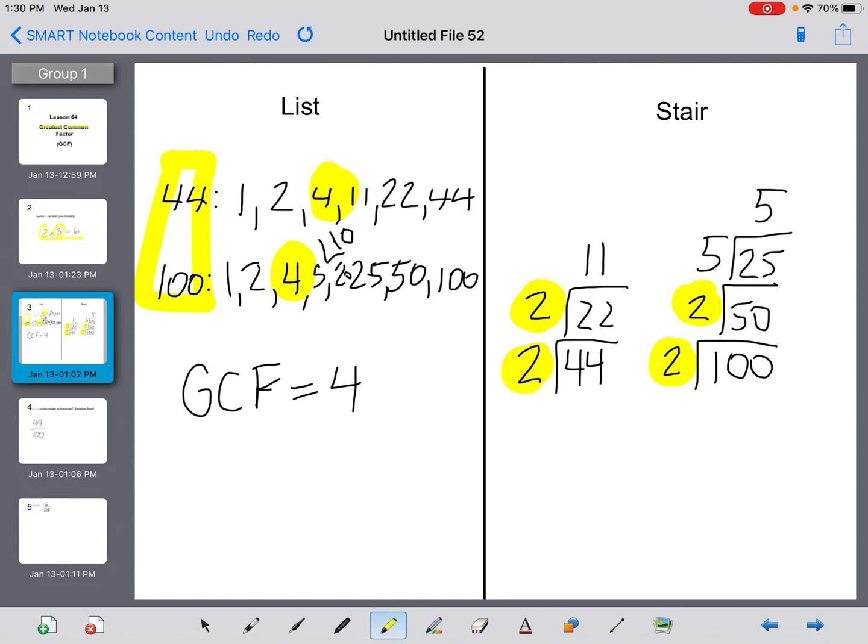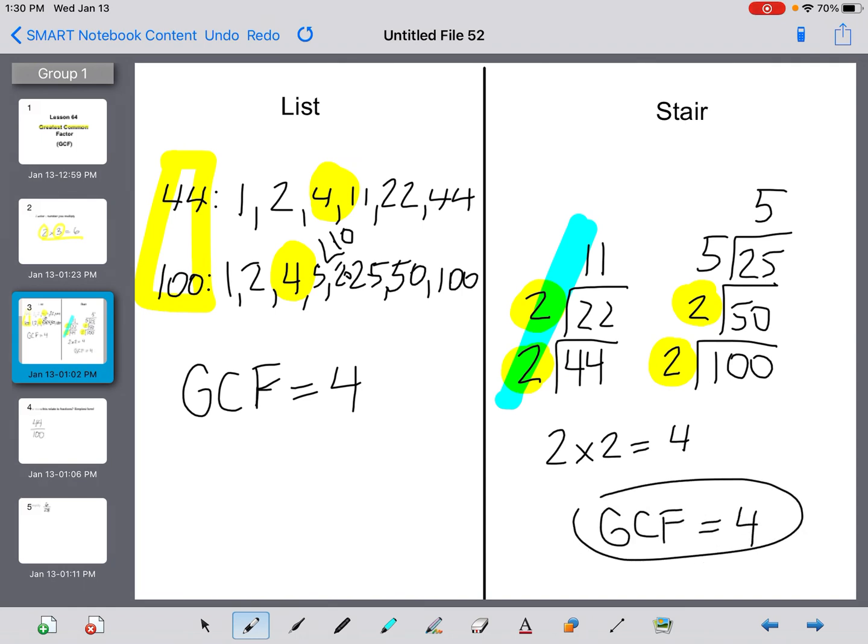Okay, so once you have found those matching numbers, you ignore all the staircases except one. So we just look at one staircase. And then we multiply together those matching circled numbers. So to find the GCF, you just do 2 times 2 equals 4. And our greatest common factor is 4.